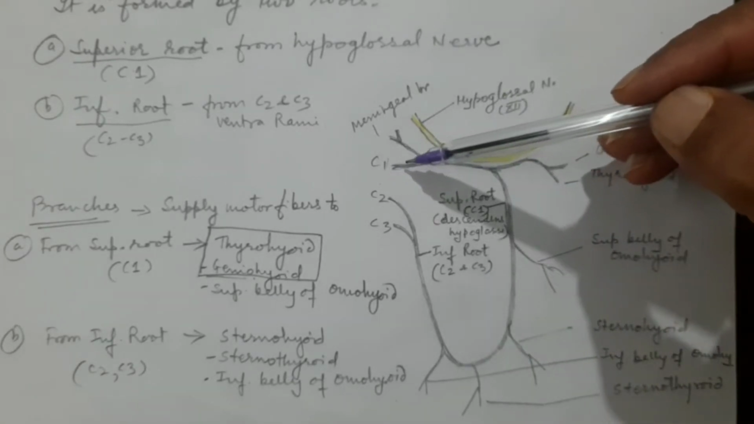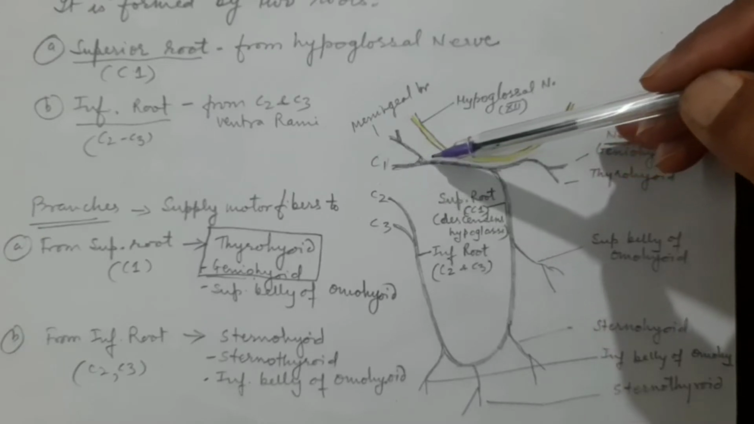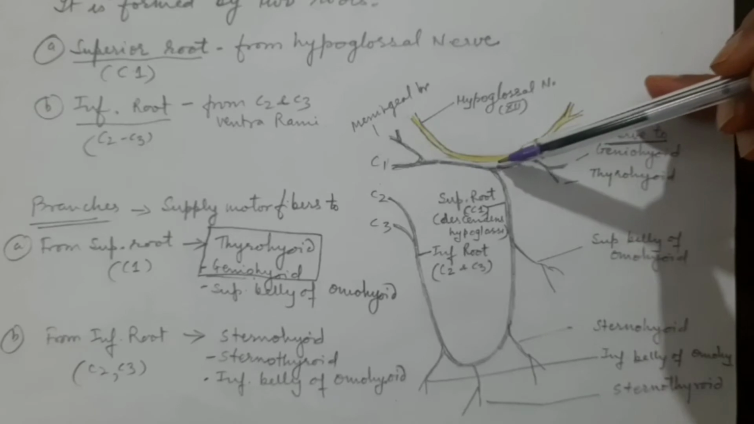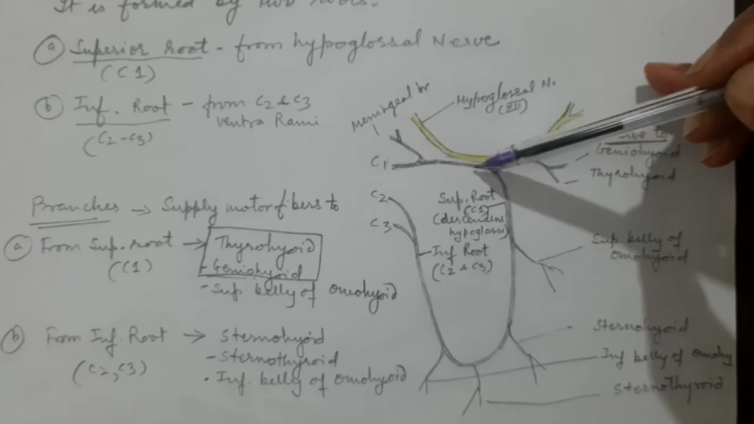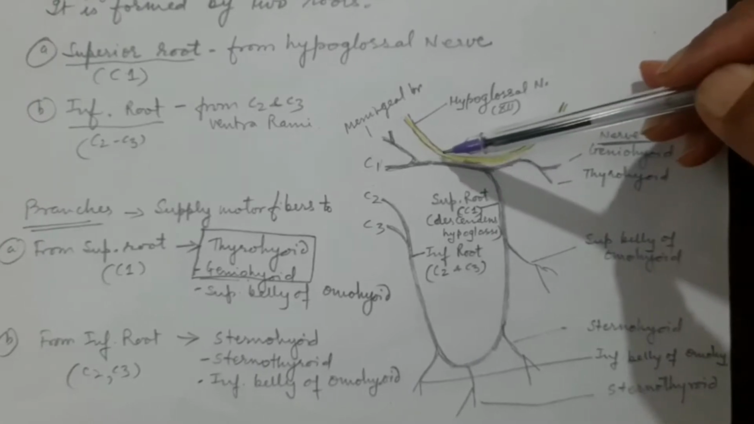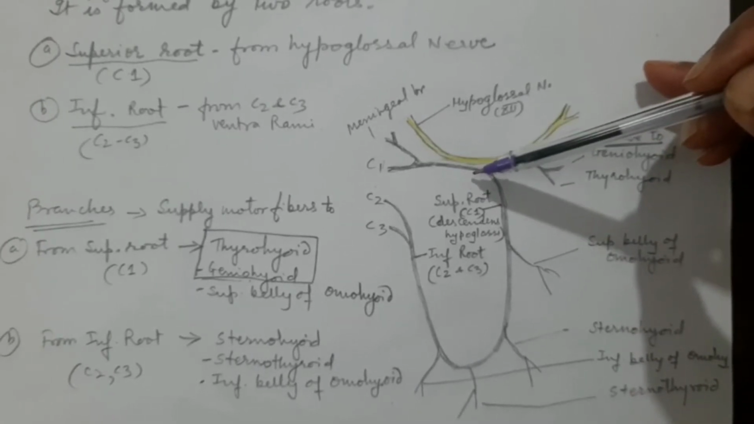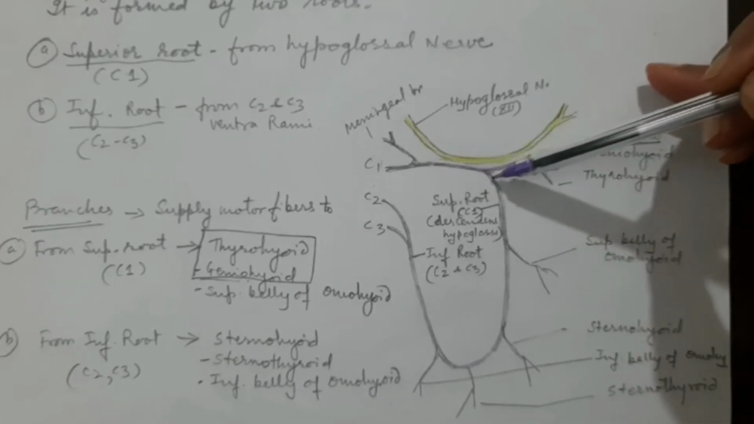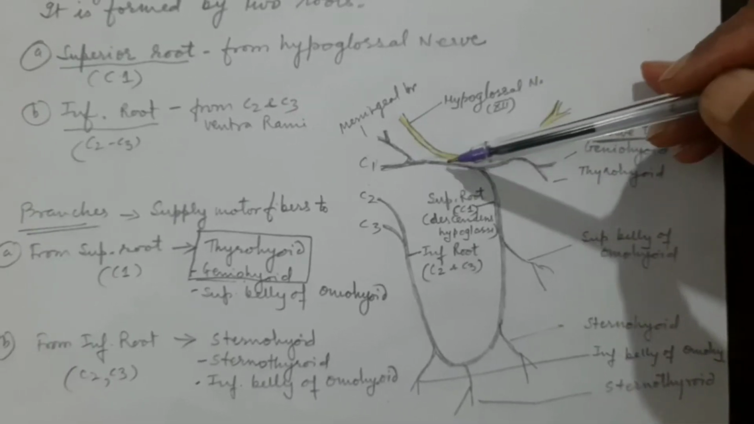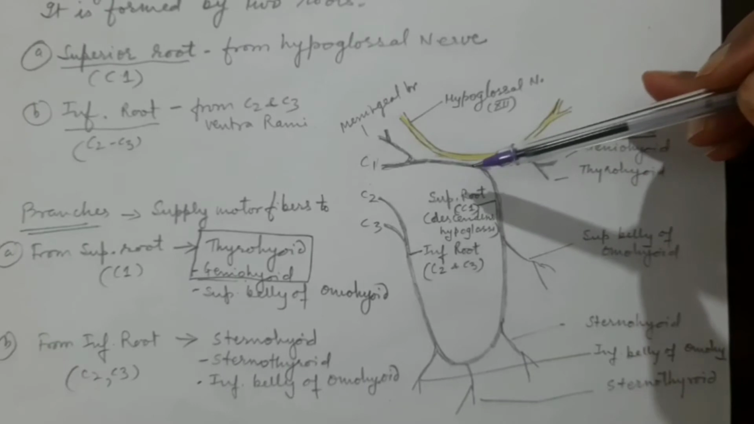The C1 ventral ramus branch runs and then gets fused with that of the hypoglossal nerve. I have not shown the fusion here, but this comes and fuses with it. Fuses means the fibers don't intermix. They remain in the same epineurial sheath or connective tissue sheath. Otherwise, there is no mixture of the fibers.